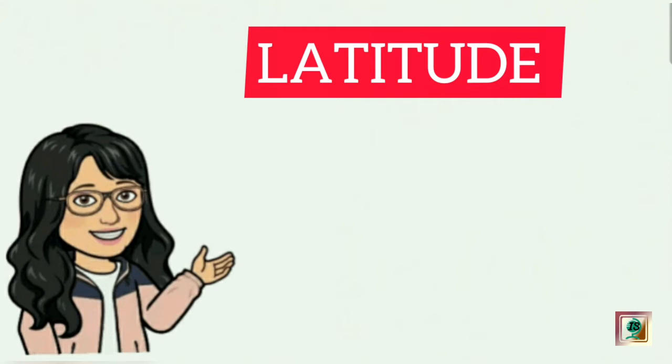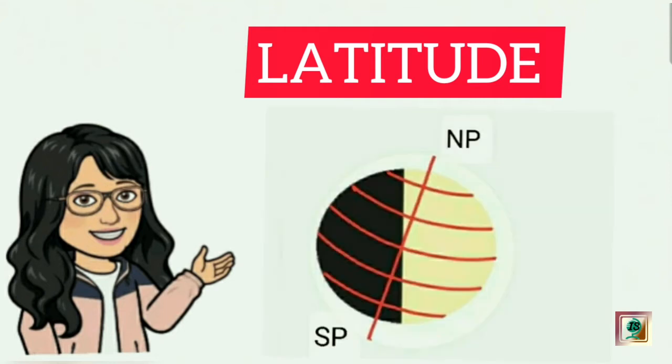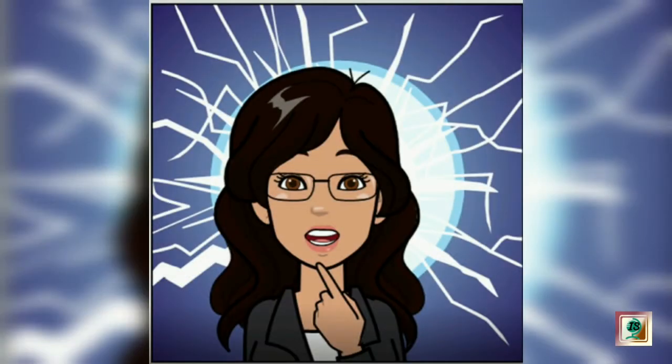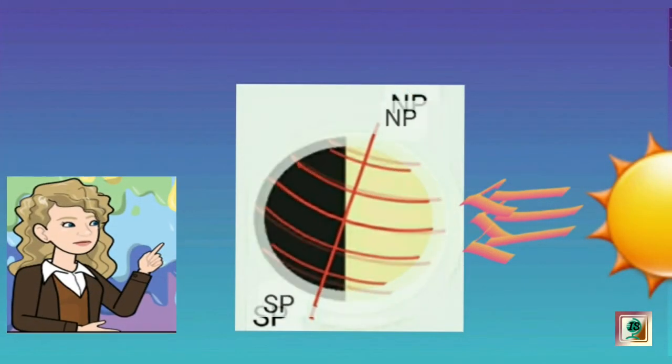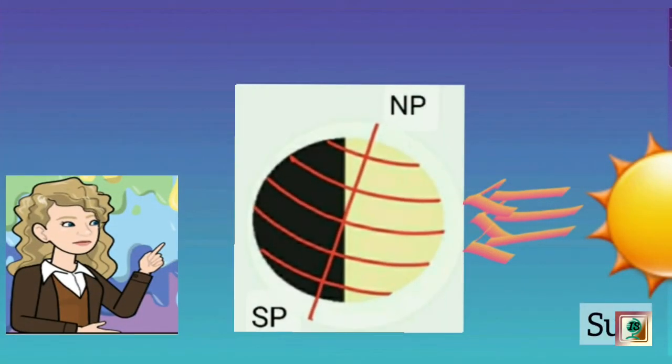You have learned about the imaginary circular lines which run on the globe parallel to the equator. They are known as latitudes. These latitudes help us to know the climatic conditions of any area. How do they help us? Let me explain you. In the diagram, you can see sun's rays are falling on the earth.